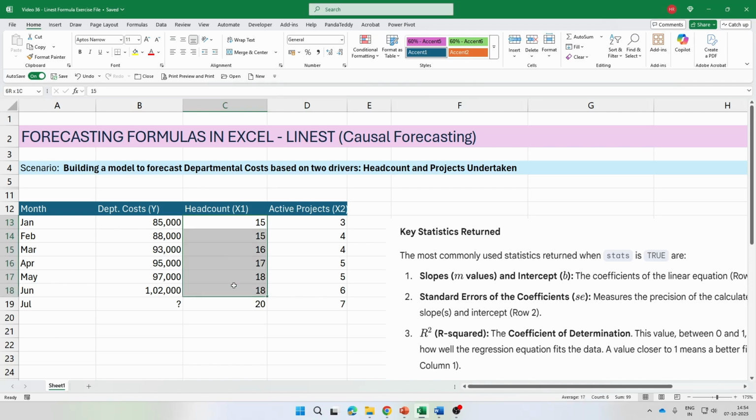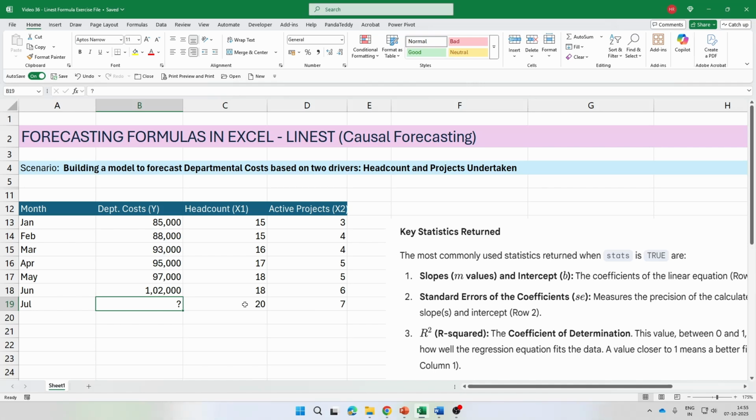But I do not have a calculation for how these numbers were derived. This 85,000 was derived when the head count was 15 and the active projects were 3. Because I don't have any kind of calculation, but I know that these numbers have an influence over this dependent variable, I want to know what is the cost for July when my head count is going to be 20 and the number of projects are going to be 7. So I want to get a new project and I want to get some new people and I want to know what's the extra cost I'm going to incur.